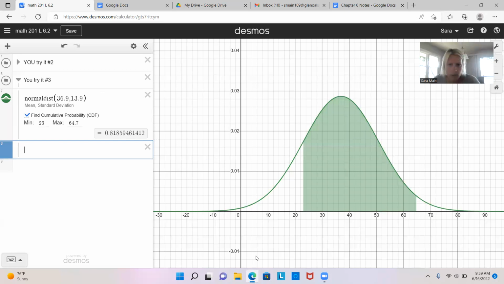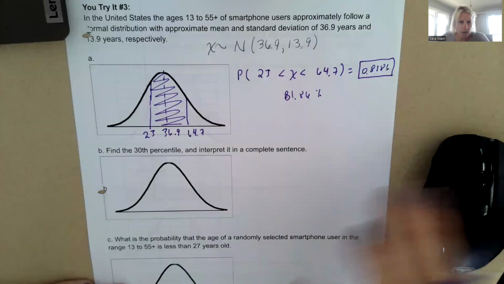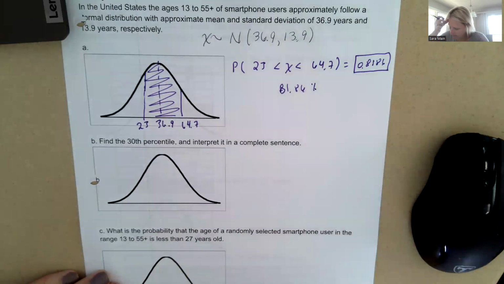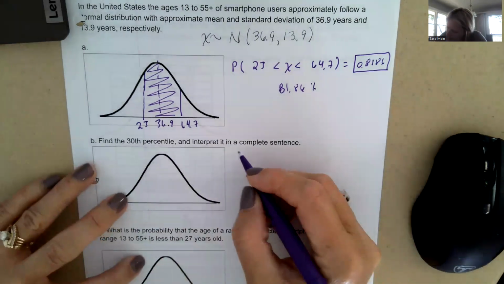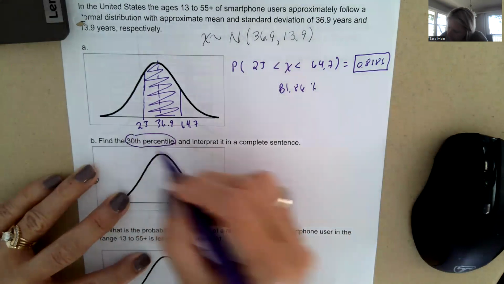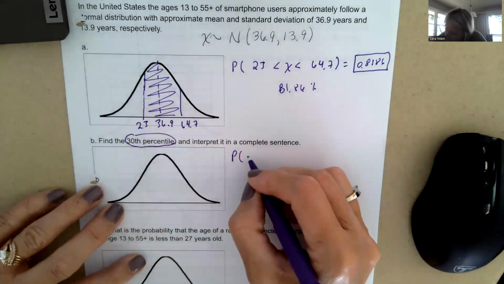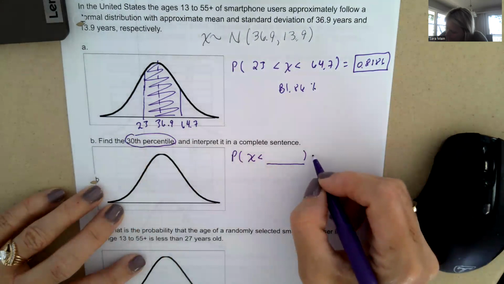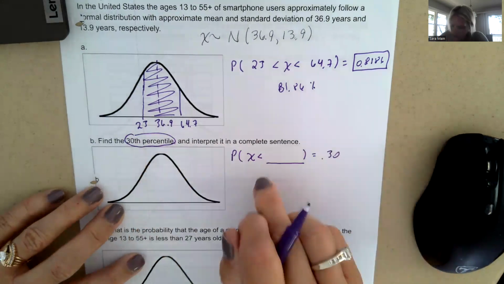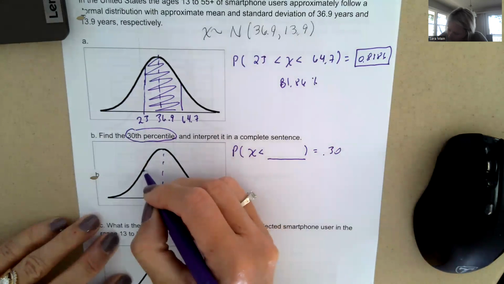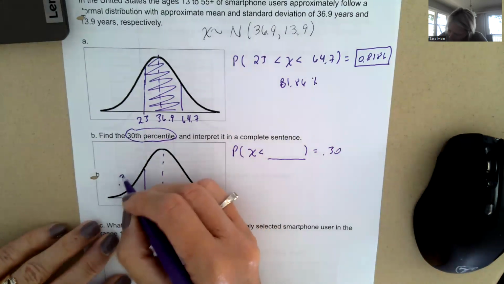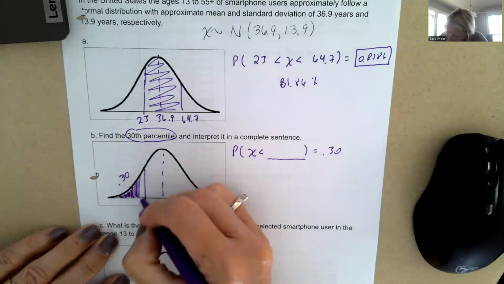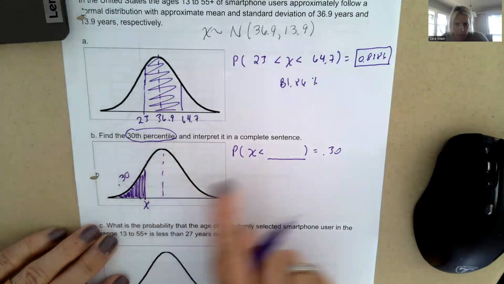Okay, let's look at the next one. The next one says, find the 30th percentile and interpret it in a complete sentence. A percentile means that we want to find an X that is less than something, because percentile is a less than, and 30% of the data needs to be less than this value. So half is here, so that means 30% is over here somewhere. We always draw our percentages and probabilities on the top. Remember that. And we want to find this X down here.